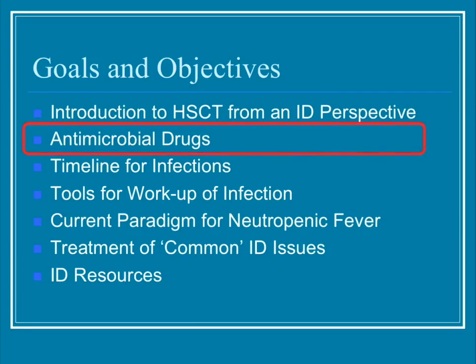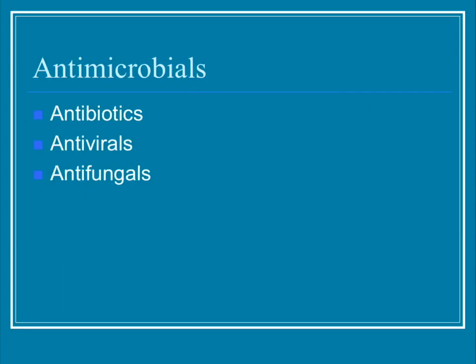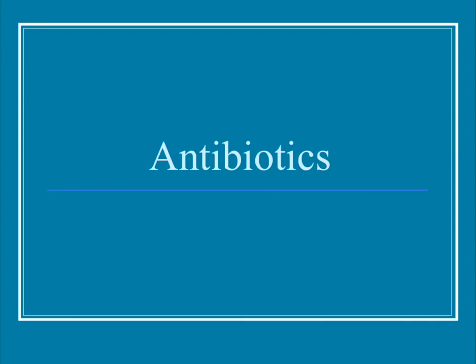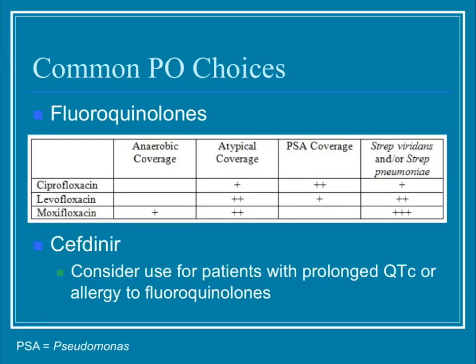Now let's talk about antimicrobial drugs. Antibiotics, antivirals, antifungals, we're going to touch upon all of them. In terms of antibiotics, we have my favorite, the fluoroquinolones: Cipro, Levo, Moxi. Moxi, of course, is the only one with anaerobic coverage. Atypical coverage increases towards Moxi, but Cipro by far has the most Pseudomonas coverage. What is also concerning in neutropenic patients is the risk for strep viridans, and Levo has more than Cipro.